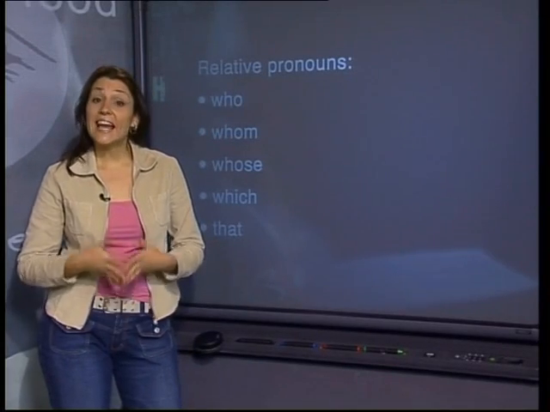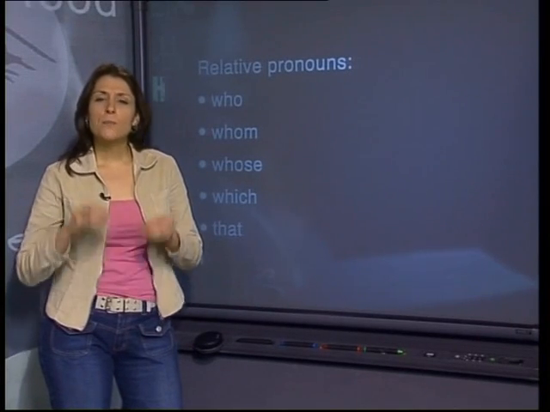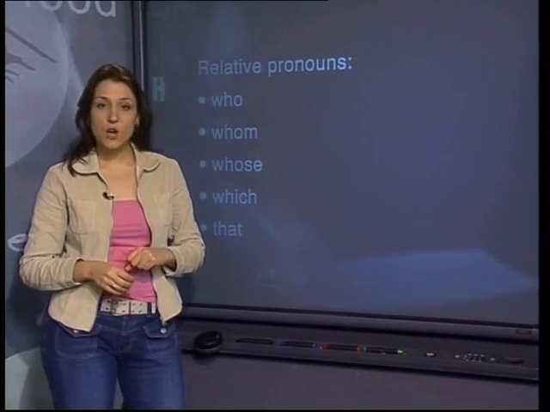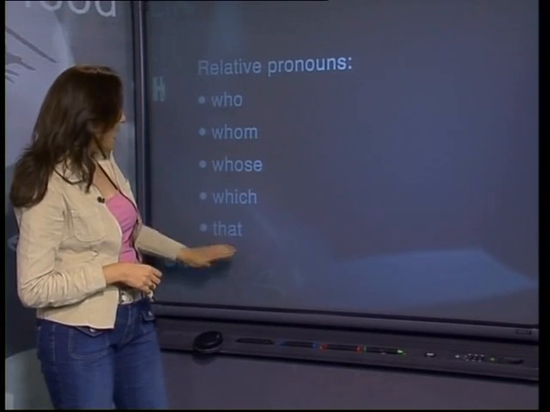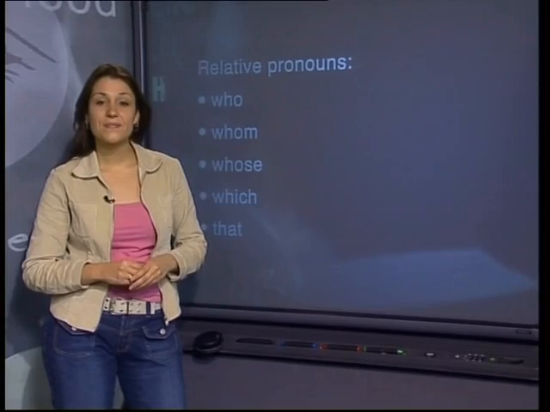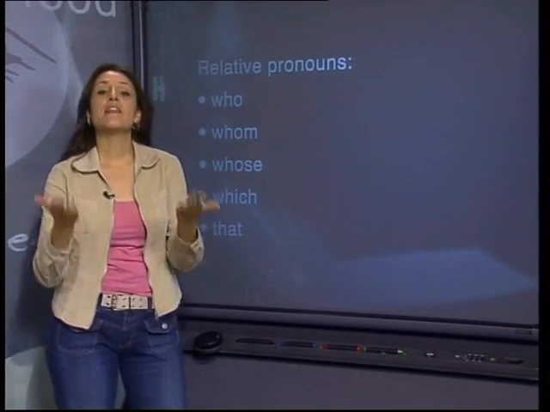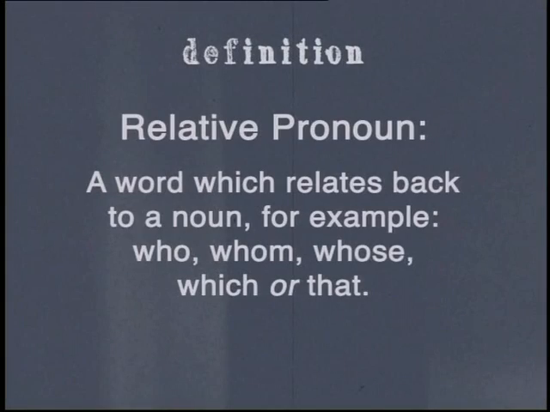How can you spot an adjectival clause? Here is a useful tip. An adjectival clause most often starts with a word that relates back to a noun. For example, who, whom, whose, which, and that. They are called relative pronouns because they relate back to the noun. A relative pronoun is a word which relates back to a noun. For example, who, whom, whose, which, and that.